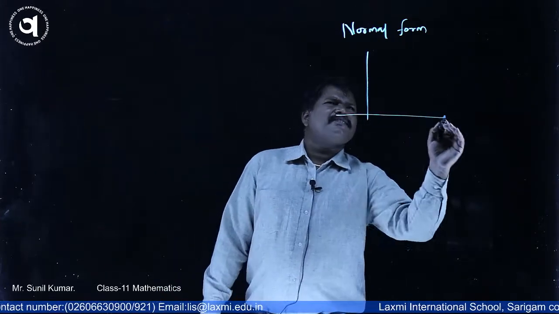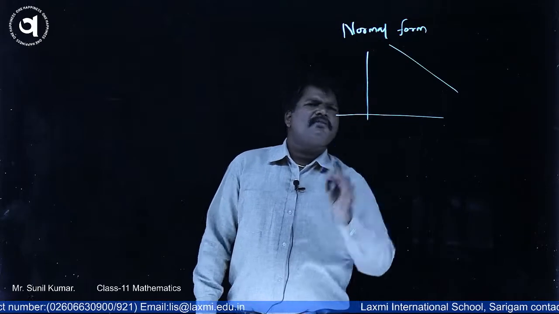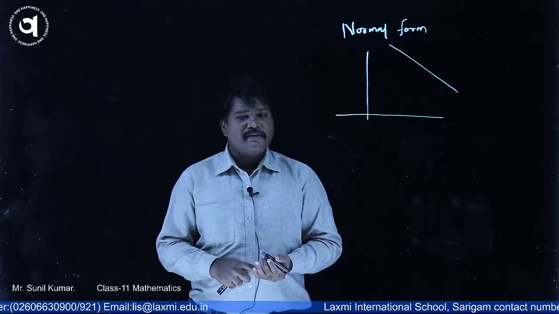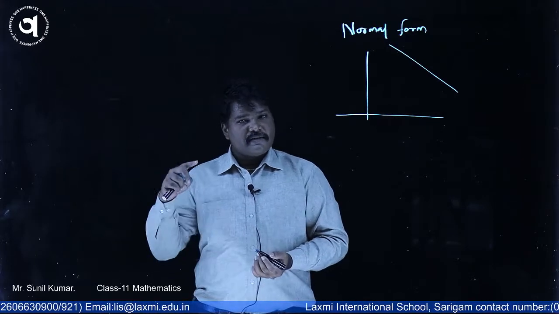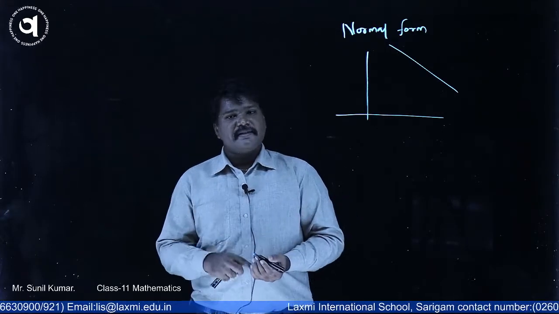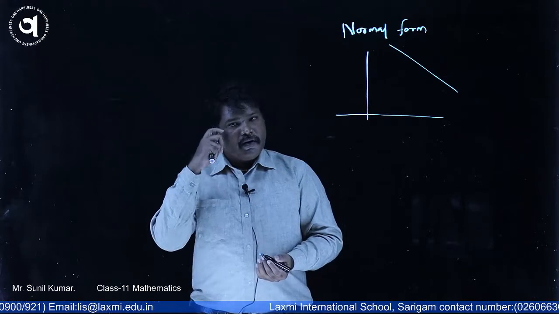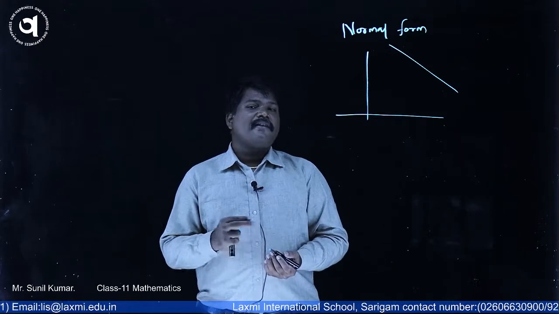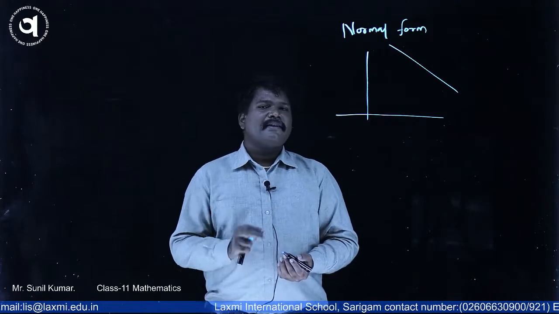Now, let us assume there is a line here. I always take the line to be slanted. The reason is, if it is horizontal, it's parallel to the x axis. If it is vertical, it's parallel to the y axis. If it is slanted, it is neither horizontal nor vertical, and it makes some angle theta.